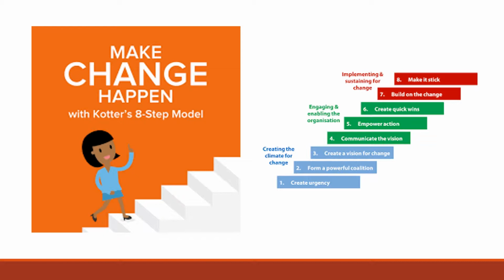With Kotter's 8-step model, you have the 8 steps that are also broken down into 3 sections. Your first 3 steps are in the section of creating the climate for change. Number 1 is create urgency. Number 2 is form a powerful coalition. Number 3 is create a vision for change. 4, 5, and 6 are in the section of engaging and enabling the organization. So you'll communicate the vision, empower action, and create quick wins. And the last section is implementing and sustaining for change, building on the change and making it stick.